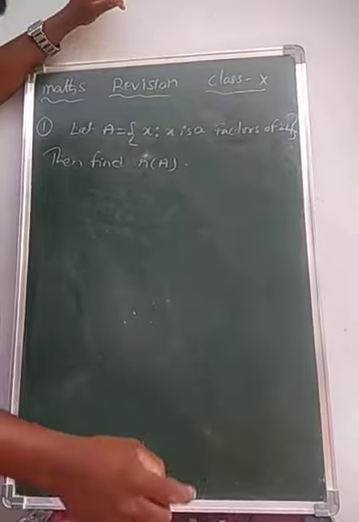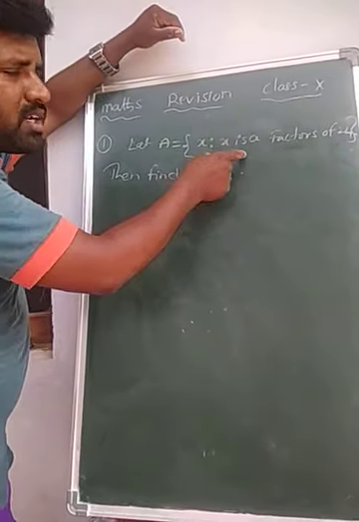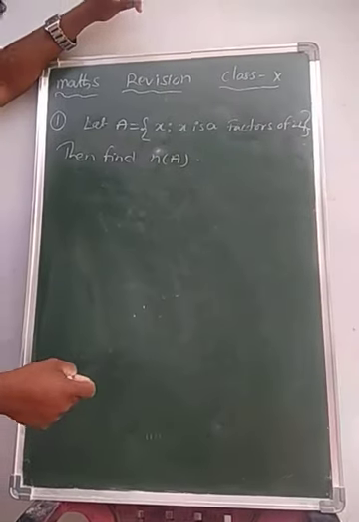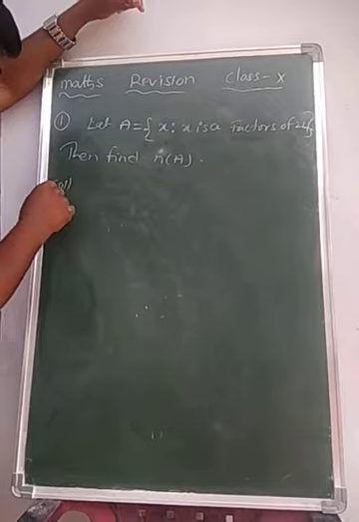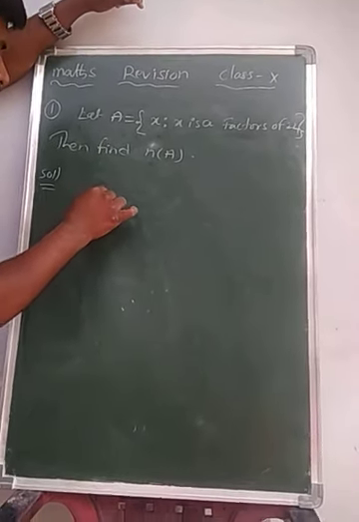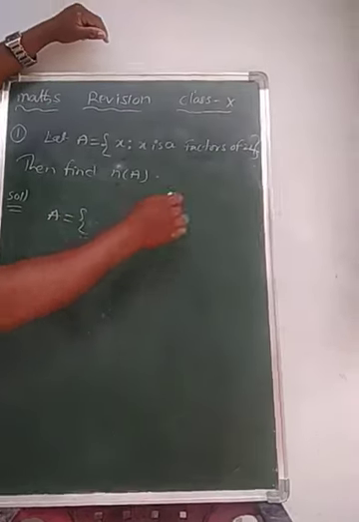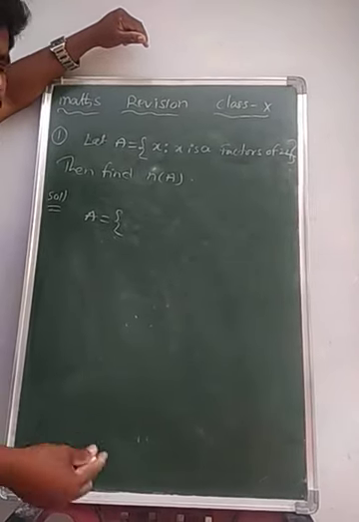Okay, now the set is in set builder form. Now I am going to write this one in roster form. So in roster form, set A is equal to, what are the factors of 24? We know the factors of 24.